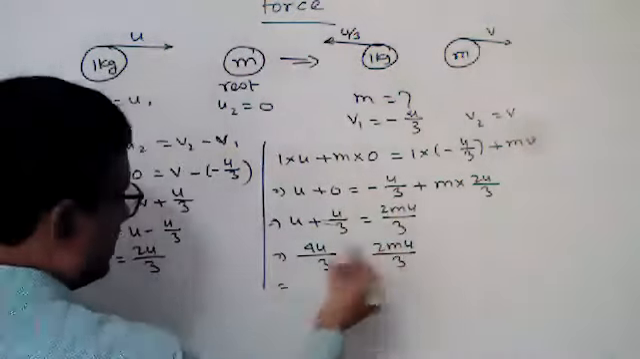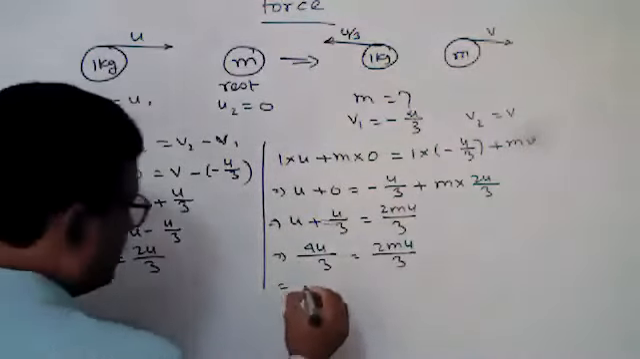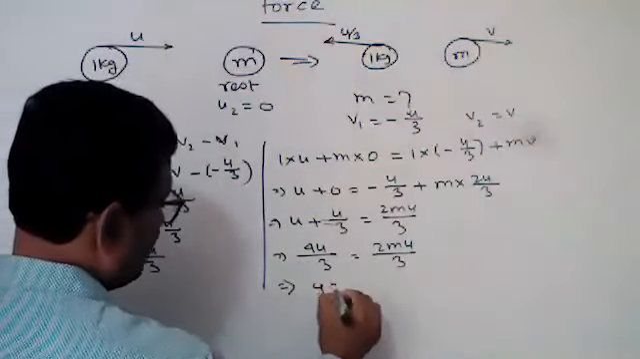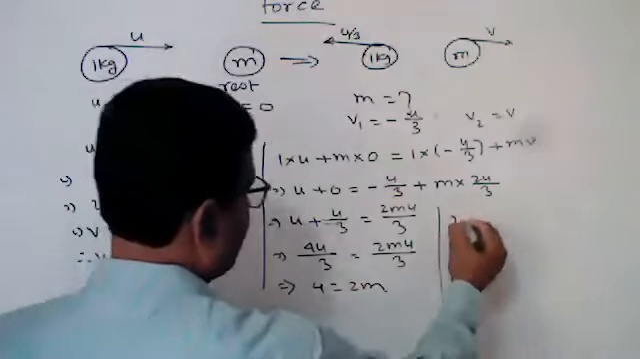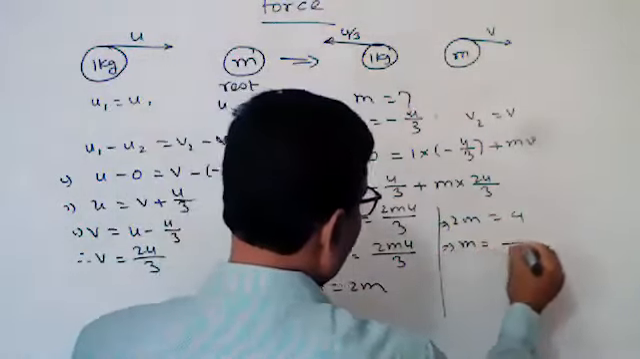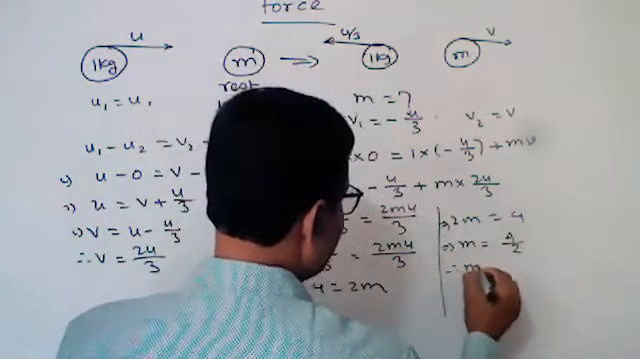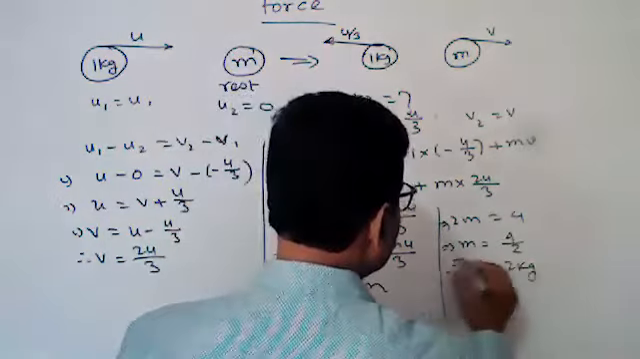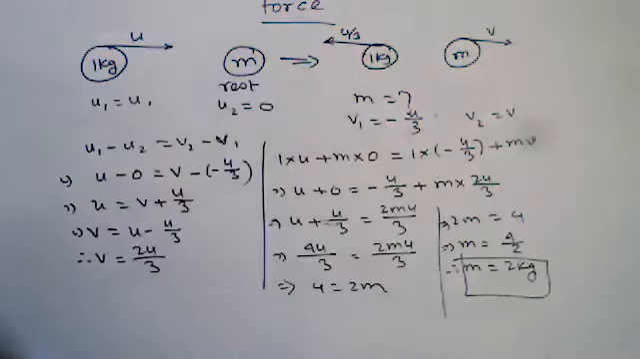The 3 and u cancel. So we can write 4 equals twice m. So twice m equals 4 and m equals 4 by 2. So it will be m equals 2 kilogram. This is the mass of the second object. Understand?